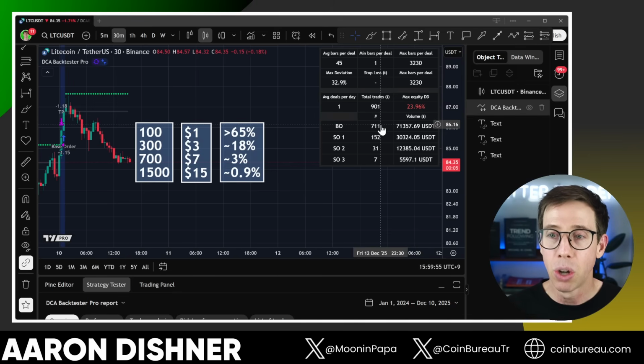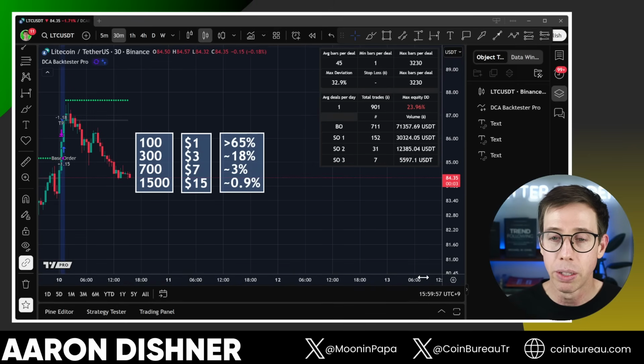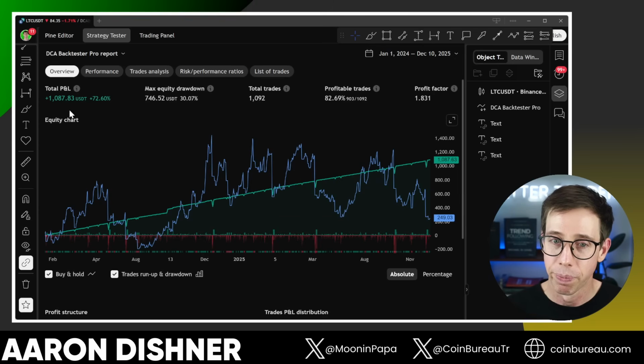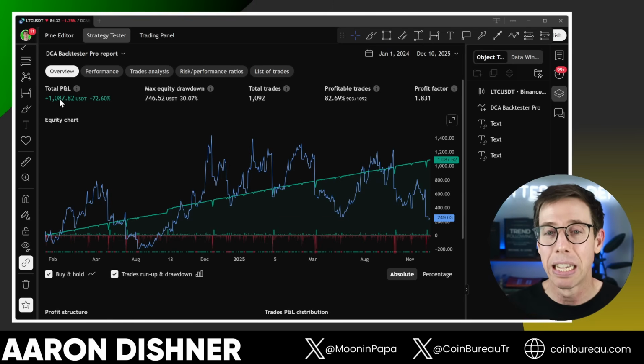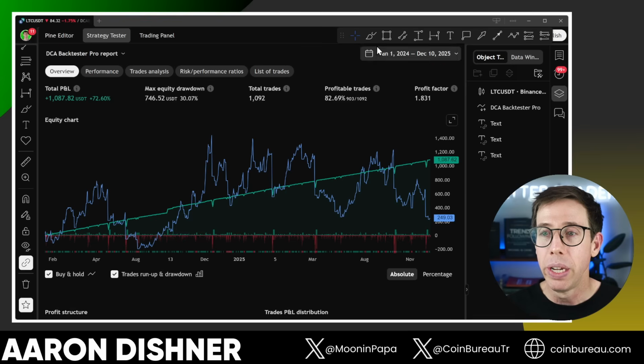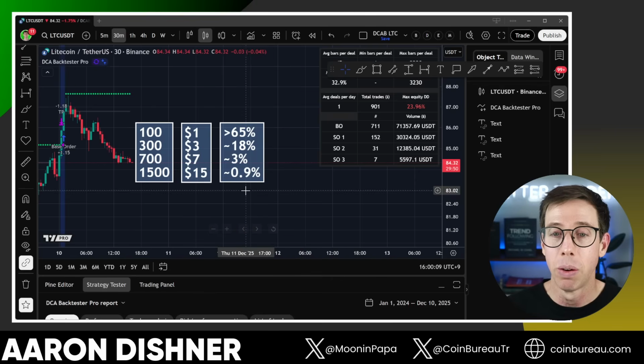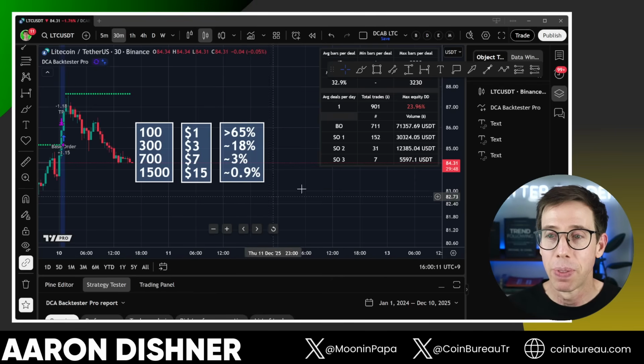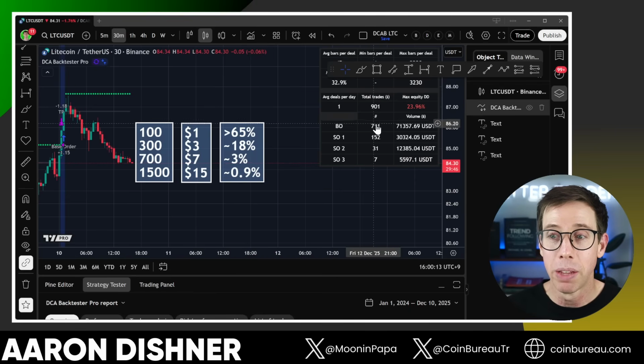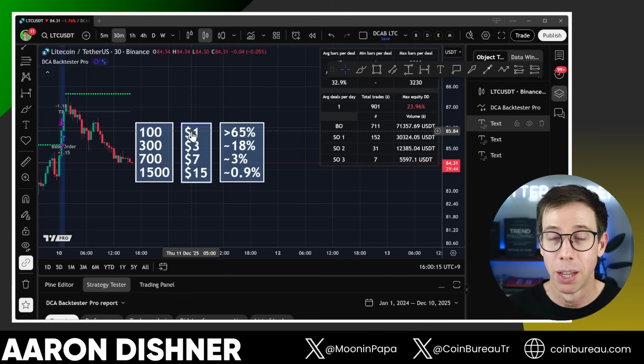So looking at the total profit earned for this bot, we go back up here, $1,087, 72%. We know that this is a really, really good bot. It's functioned really well. But out of all of that performance, the majority of the volume is coming from our base order. Those $1 trades, they do add up, okay?